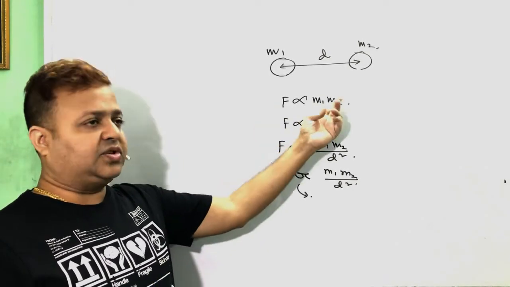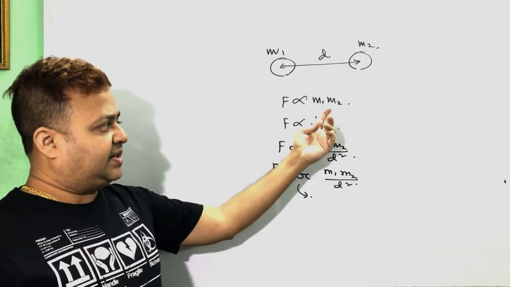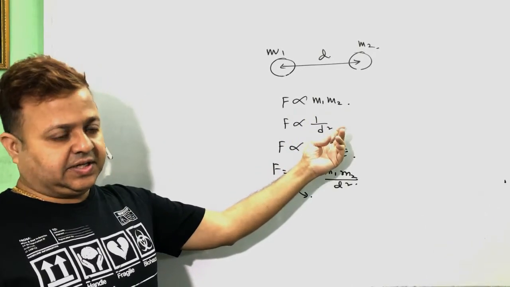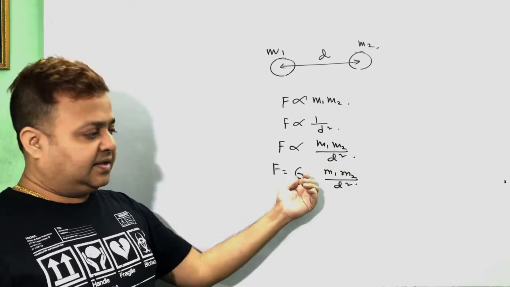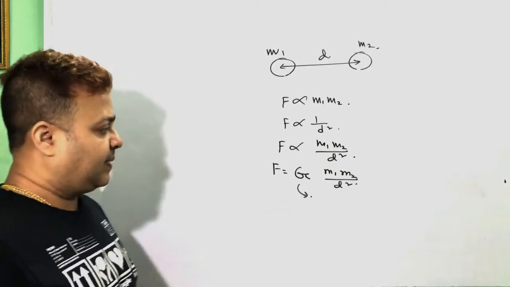F is directly proportional to m1 into m2. F is inversely proportional to d square. By joint variation, this G is a constant. This is known as the gravitational constant.